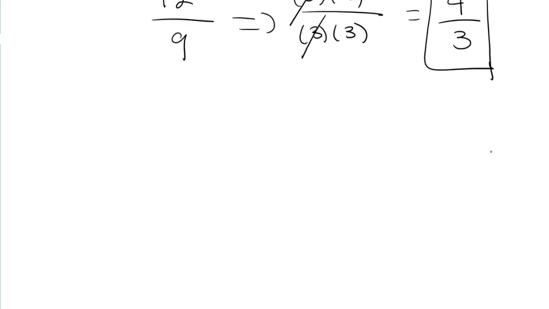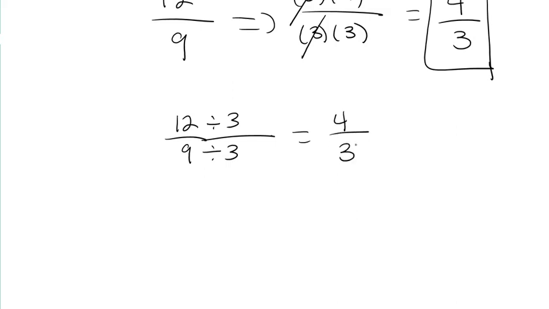The other way you can look at it is 12 over 9 can be divided by 3 on top and bottom. So 12 divided by 3, which is 4. 9 divided by 3 is 3. So either way gets us to the right answer, however you see it.